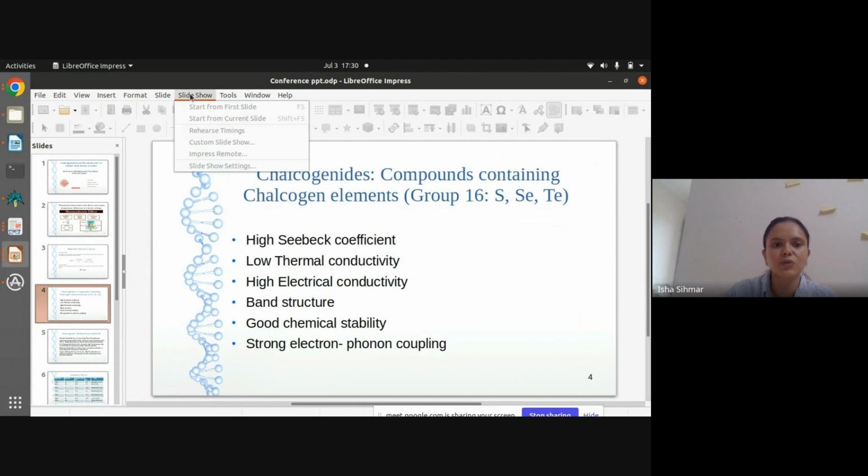Then we will talk about chalcogenides. What are chalcogenides? Chalcogenides are the compounds containing chalcogen elements. It means group 16 elements, that is sulfur, selenium, and tellurium.